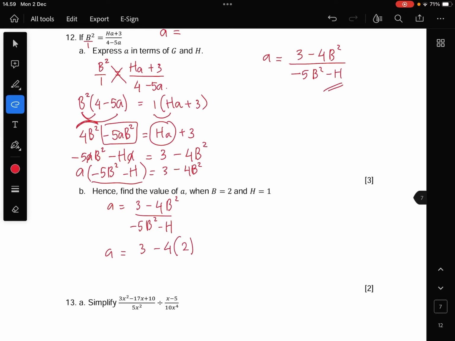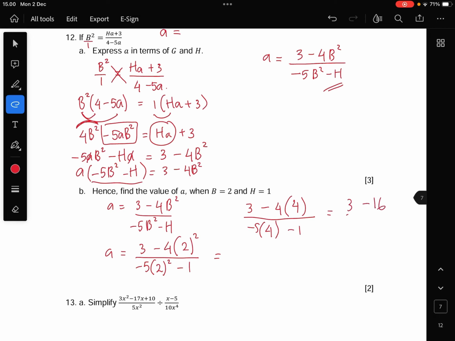Minus 4 multiply b squared means 2 squared. Divide by negative 5. b is 2 squared minus h is 1. So if you use the order of operations, you do the square first, the exponent first. So we will have 3 minus 4. For 2 squared is going to be 4. And then negative 5 multiply with 2 squared is 4 minus by 1.